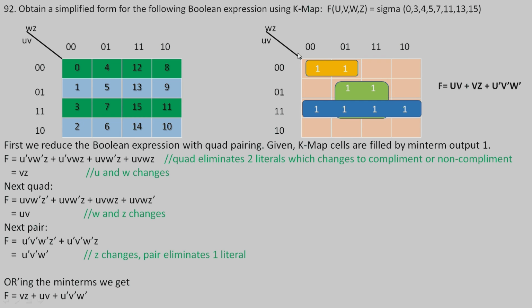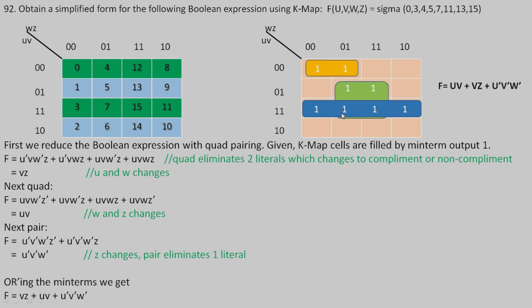Here you see that sigma 0 is in this position, so we place the output 1 here. 3 is here, so the output 1 is placed here, since 1 represents the minterm, and for a maxterm it will be 0. 4 is placed here, 5 is placed here, 7 here, 11 here, then 13 and 15. Likewise we fill up all of these decimal designations in the K-map.